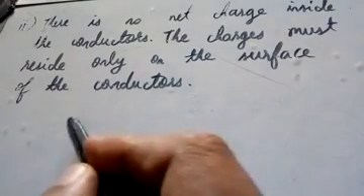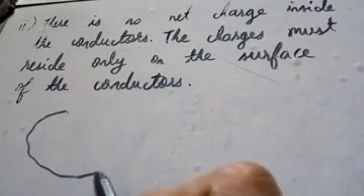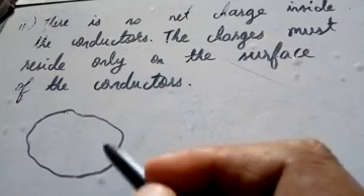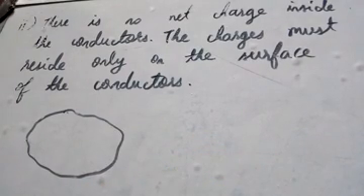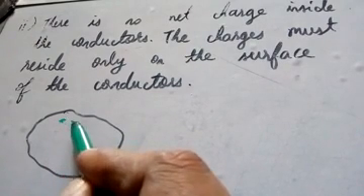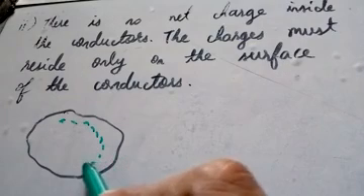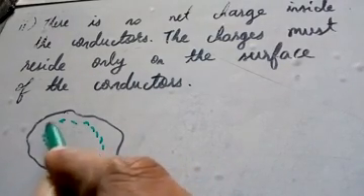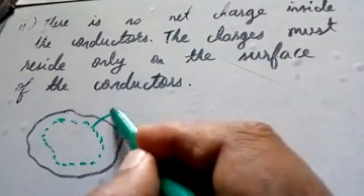So let's see that. Let me draw a conductor here. It can be any shape. This is a conductor here. Then let me take a Gaussian surface here. Let's choose this color and draw a Gaussian surface. It's inside the conductor. So this one is the Gaussian surface.